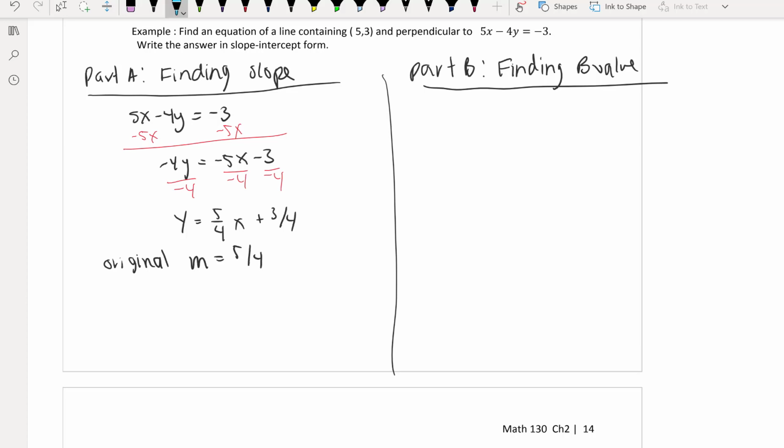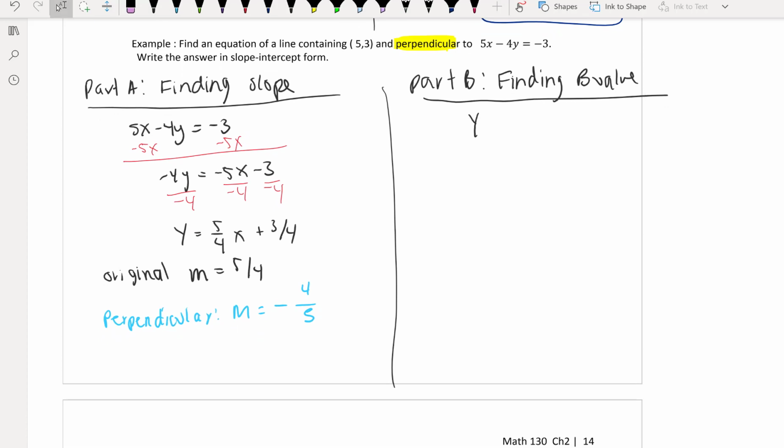So if I want my slope to be perpendicular, because that's the key word here, then I'm going to say that m, and remember the two criteria, it has to be opposite, so it's negative, and it has to be the reciprocal, so 4/5. So now I'm going to have my y is equal to -4/5 x plus b. To find my b, I'm going to use that ordered pair. So 5, 3. So x is equal to 5 and my y is equal to 3.